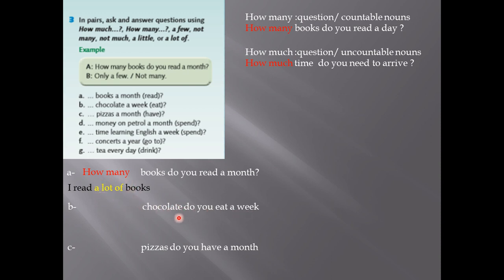Okay, let's do the second question. Chocolate do you eat a week? Chocolate is uncountable, and with uncountable nouns usually we start the question with how much. Here, how much chocolate do you eat a week? Here the answer: I don't eat any chocolate. Look here, I used any because it is a negative sentence. I don't eat any chocolate.